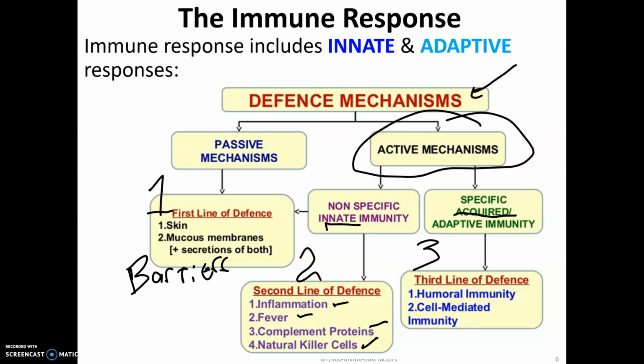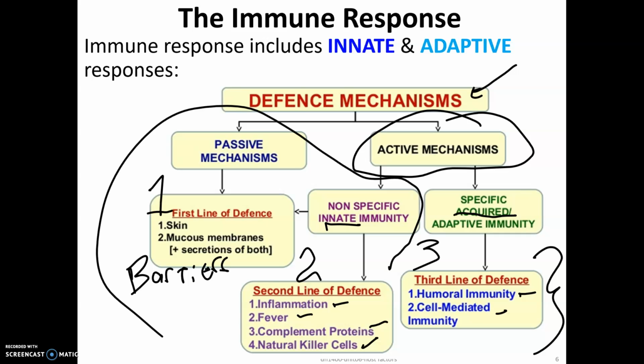These are all things that everybody has to prevent infection. These are the things that you're born with. If we move to the specific, or the acquired, or adaptive immunity, so it's 3 names for this system. Now we're talking about 2 different systems. We have our humoral immunity and cell-mediated immunity. This is what we're going to talk about in the second half of this unit. And for this unit right here we're talking about today, we're going to cover these 2 right here.